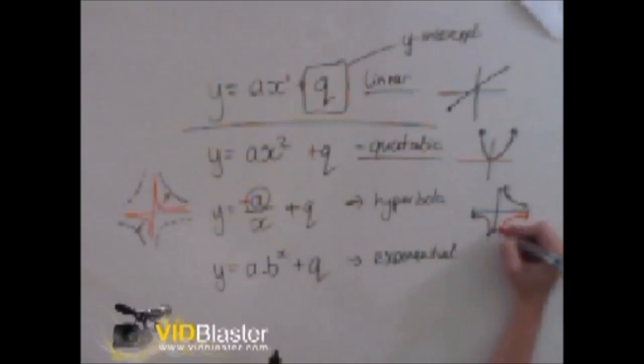Negative, and when a is negative and x is negative over here, a negative divided by a negative becomes a positive. And as you can see, our result in the y values is positive. So that's why we switch quadrants when a is negative.